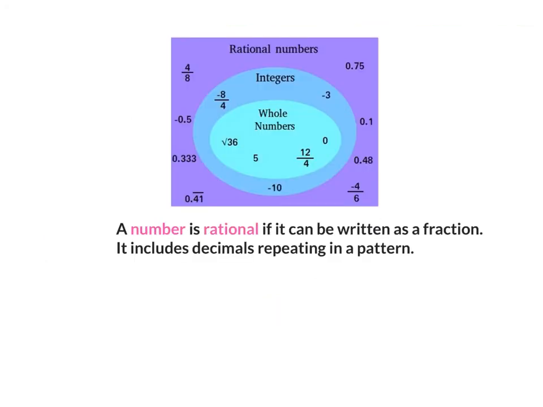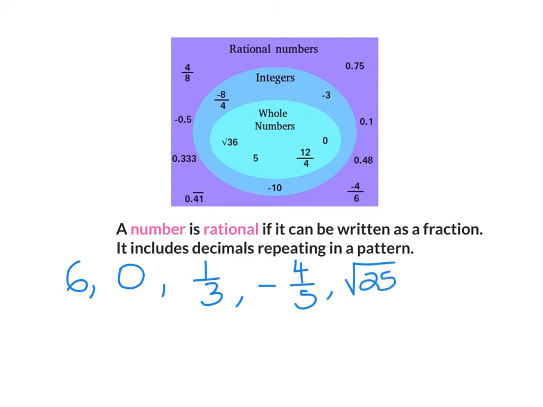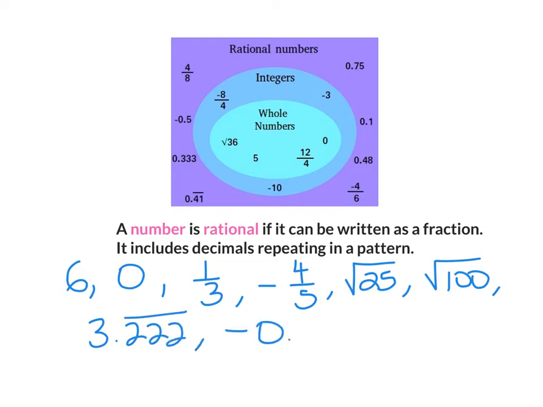Rational numbers. A number is rational if it can be written as a fraction. It includes decimals repeating in a pattern. Some examples are 6, 0, 1/3, -4/5, the square root of 25, the square root of 100, 3.222, and -0.1212 repeating. Those are some examples of rational numbers.